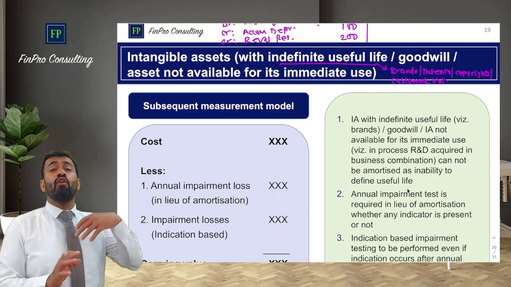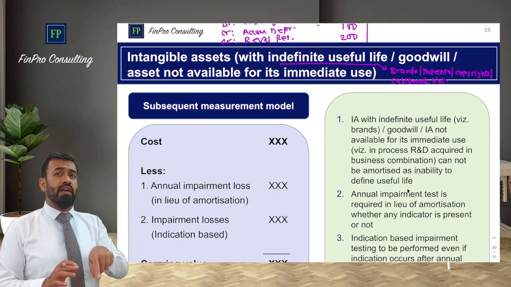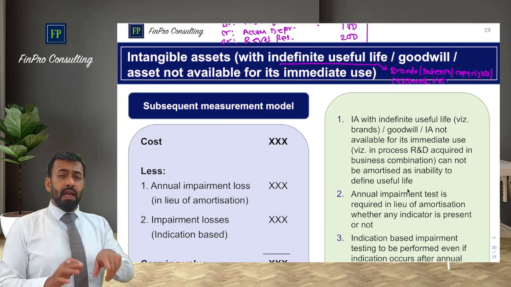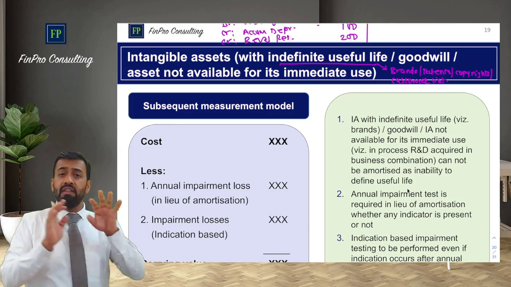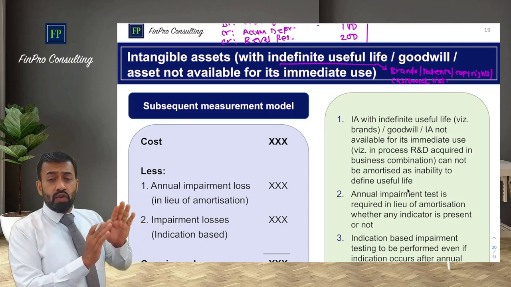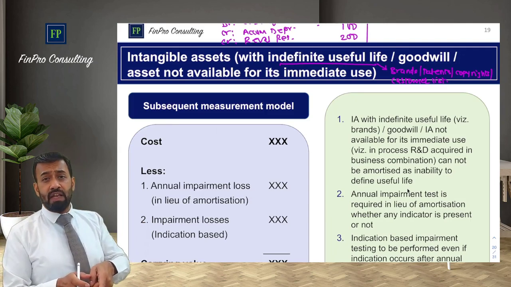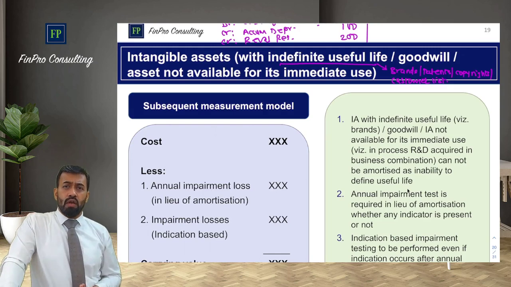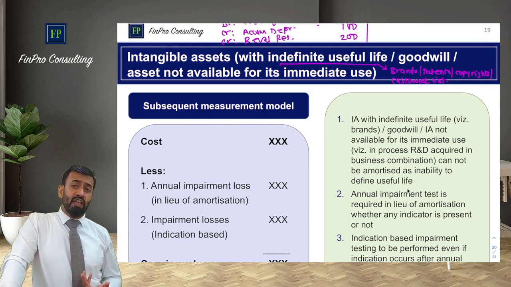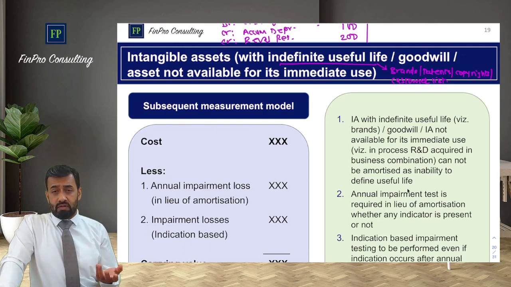Indefinite, which means you cannot define. You cannot assign a particular number as a life to that intangible asset. It doesn't mean it has an infinite life. No. Infinite is different from indefinite. How many years that brand will go on, I don't know. It may be for 10 years, it may be for 50 years, it may be for 200 years. Who knows? But it doesn't mean it is infinite, which you cannot measure.